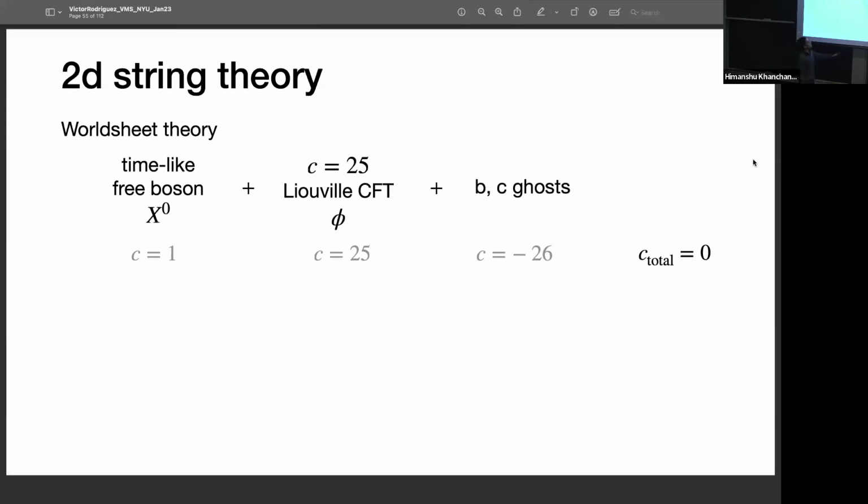So it's simpler. We still have the usual space-like Liouville CFT, and then we have this time-like free boson. No time-like Liouville, it's just a free boson. Okay.